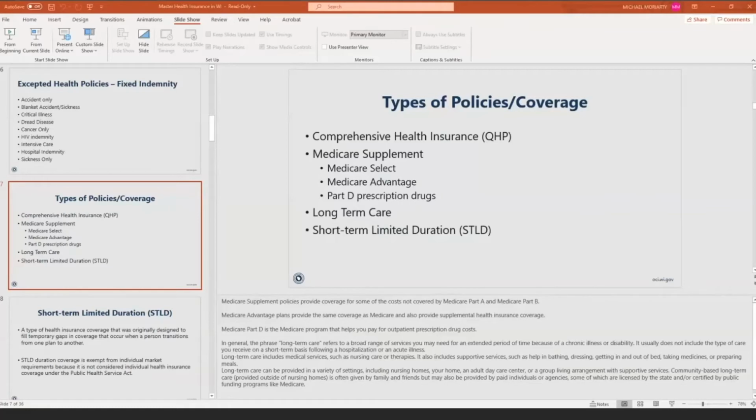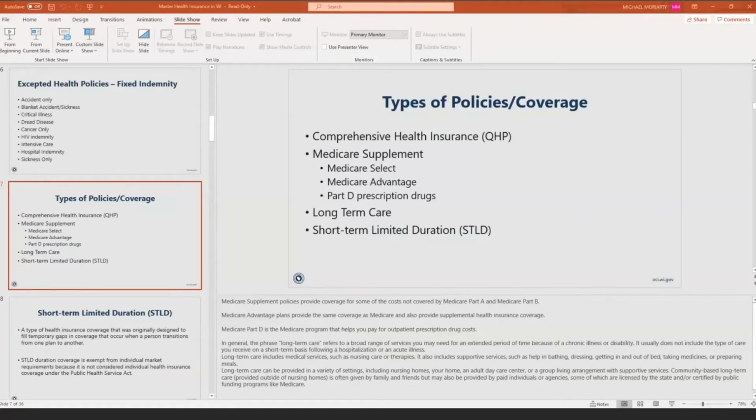Long-term care can be provided in a wide variety of settings. That includes nursing homes, your own home, an adult daycare center, group living arrangement with supportive services. Community-based long-term care is often given by family and friends, but may also be provided by paid individuals or agencies. Some of these paid individuals and agencies are licensed by the state and or they're certified by public funding programs like Medicare.